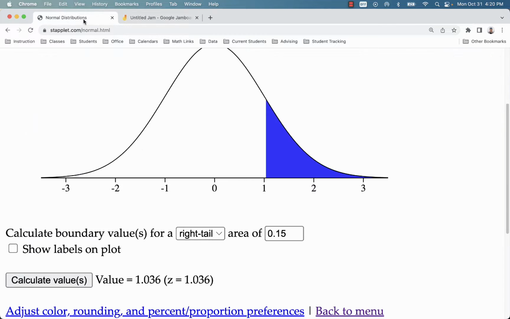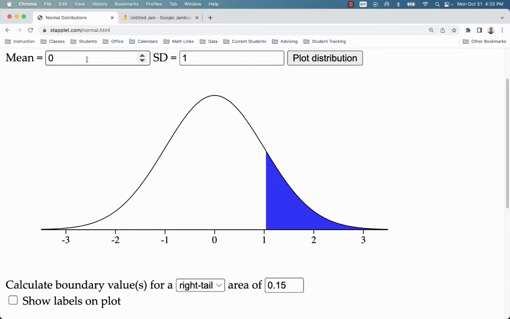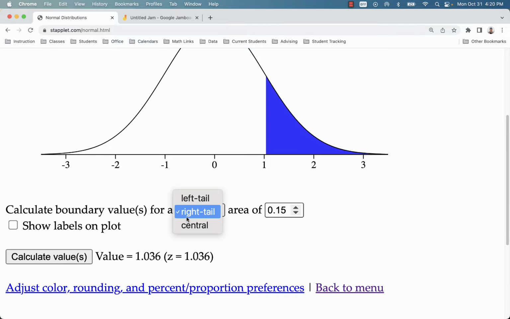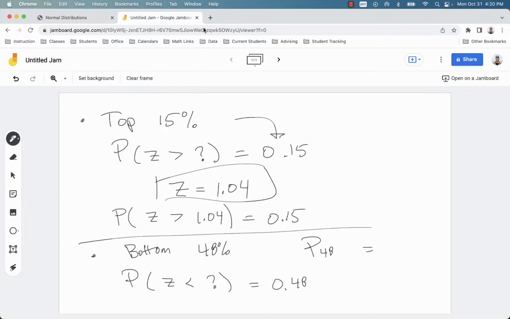So we're still on this reverse operation, calculate a value corresponding to an area, 0 and 1, with a left tail. This time it was 48%, 0.48. So we see that z is negative 0.05 for the answer to that. Okay, so some of these might be very small. Some of these z's could be even past 3 or 4 if the probability is small enough.